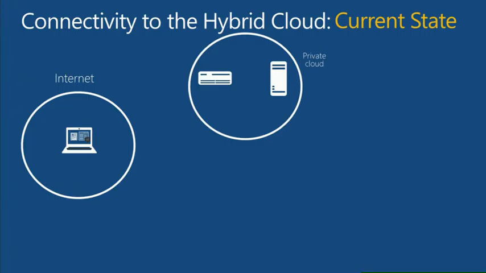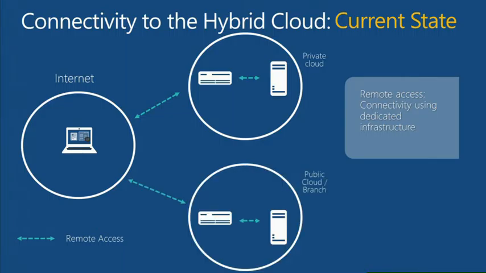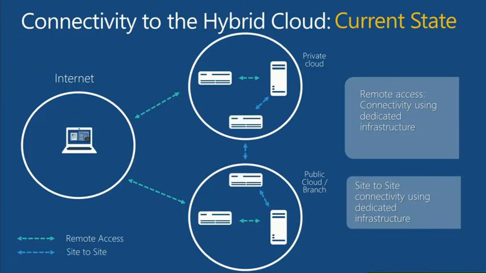Okay, so connectivity to the hybrid cloud. In the current state, what we've got is clients on the internet connecting over to resources in private and public clouds, and each of these are serviced by dedicated infrastructure. So you've got gateway devices, if you will, which the client connects to in the private and public cloud. You also have separate infrastructure which is used to connect the clouds themselves.